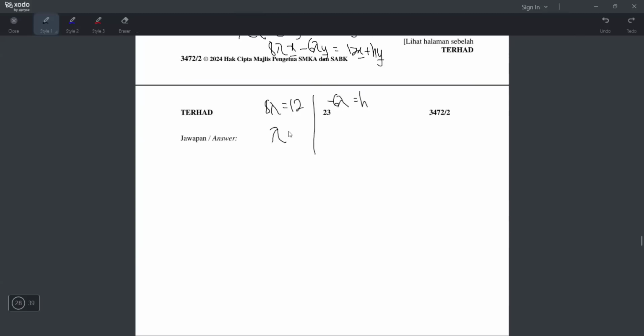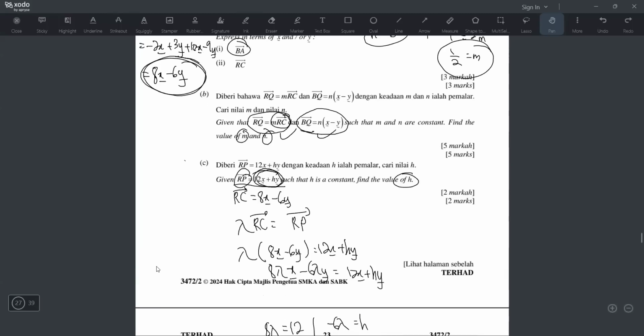So now you can find lambda here. 12 divided by 8 is 3 over 2. And then when you sub here, you get h equals negative 6 times 3 over 2. So your h is negative 18 divided by 2, negative 9. And the soalan asks you to find h, right? So yeah, that's the answer.